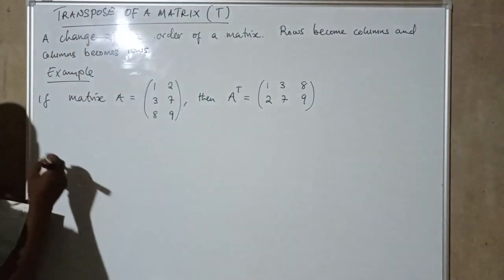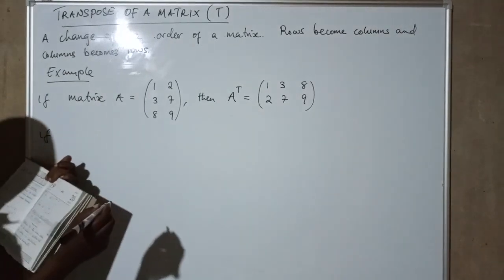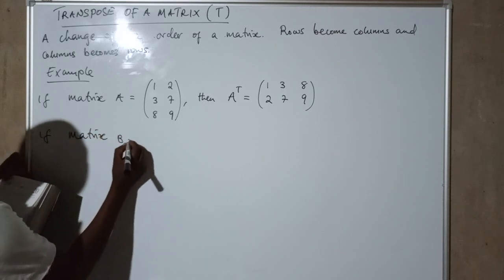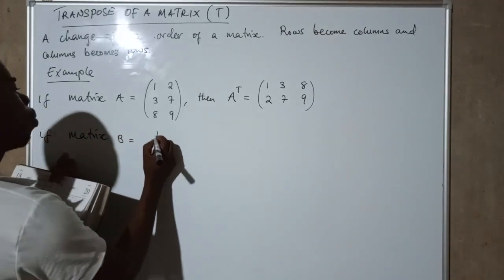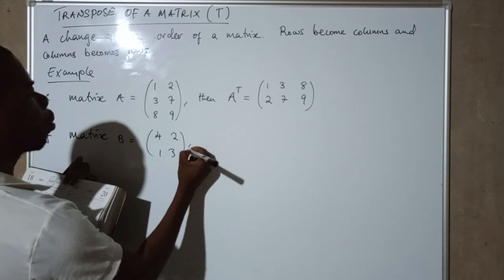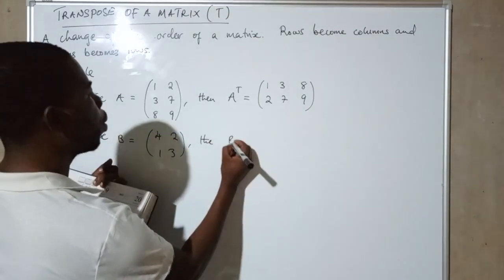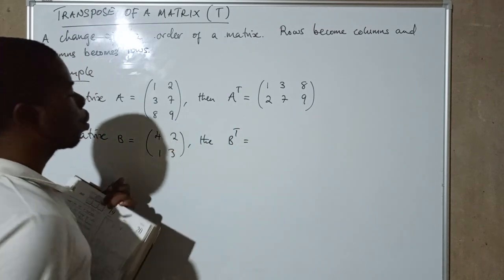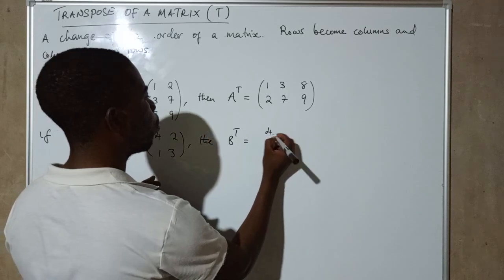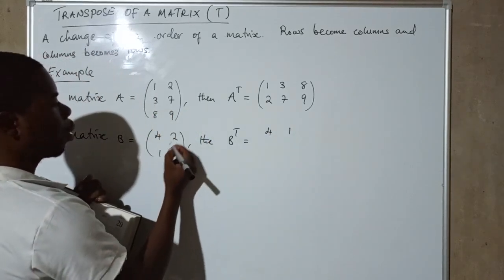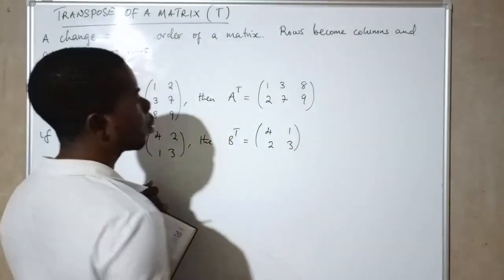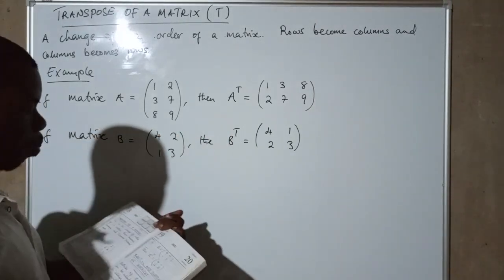Then we can also say if we have matrix B equal to 4, 2, then 1, 3. And then if we have B transpose, it means we change. So these are columns, they become rows. So you have 4, 1, then 2, 3, like that. So I hope you understand these concepts.